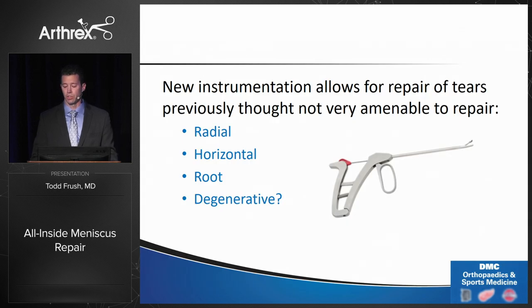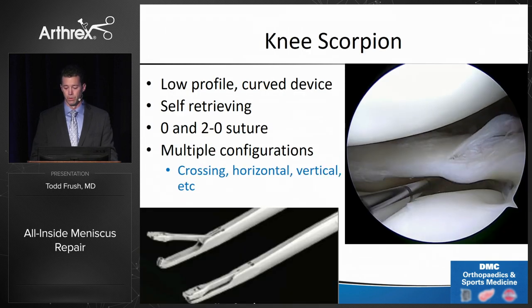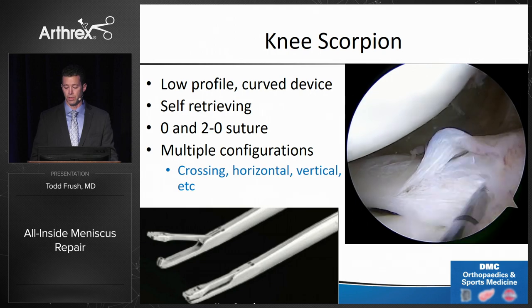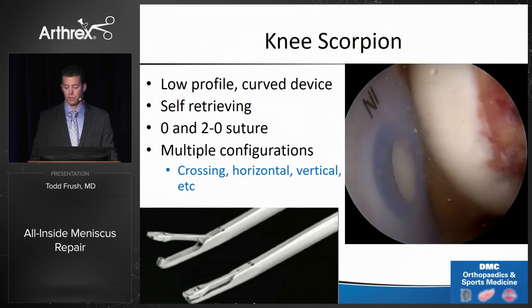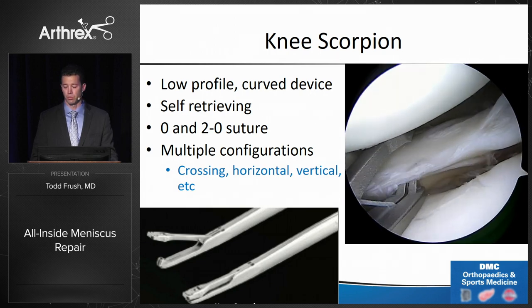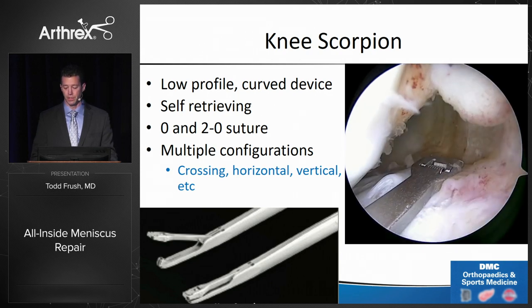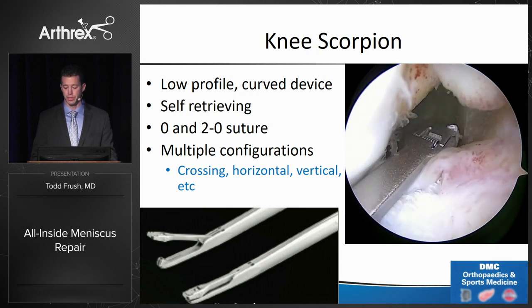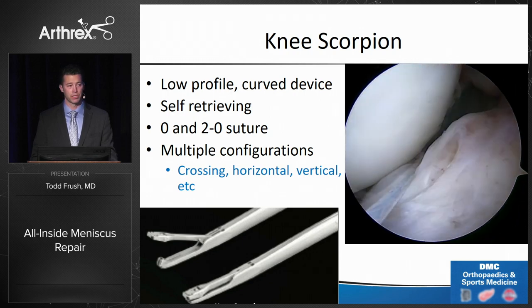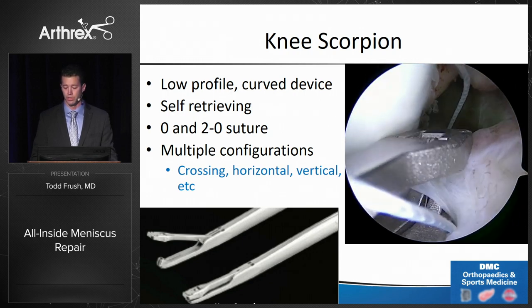New instrumentation allows for repair of tears previously thought not very amenable to repair, such as radial and horizontal cleavage tears. The knee scorpion has quickly become one of my favorite and most reliable instruments for meniscus repair. We see a video here of the use of the knee scorpion for repair of a tear near the meniscus root during a concurrent ACL reconstruction. So the sutures are placed in a vertical loop and can also be placed inverted. The knot is a standard arthroscopic knot of the surgeon's choice.